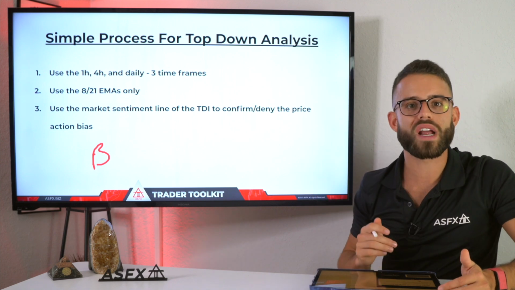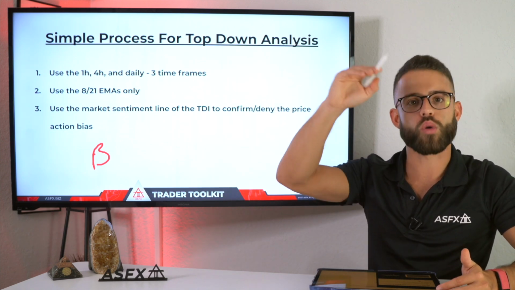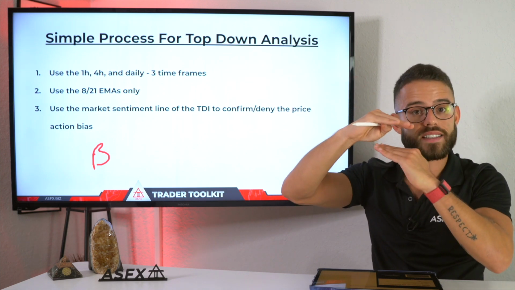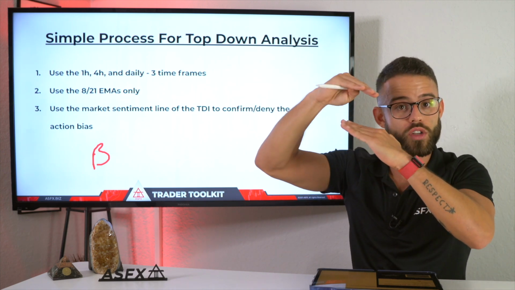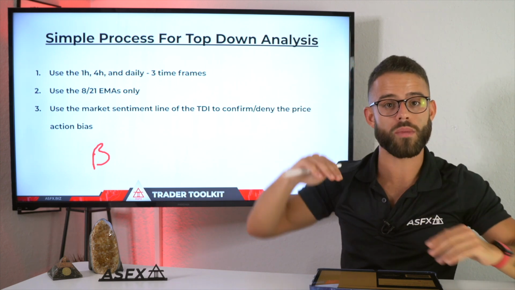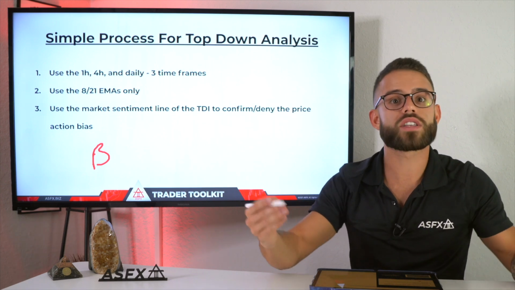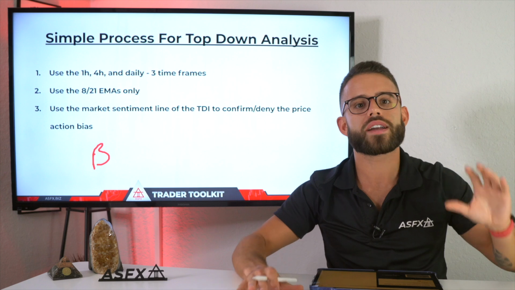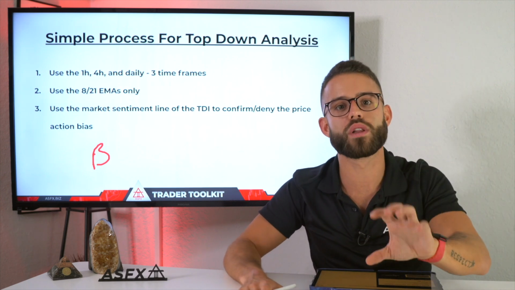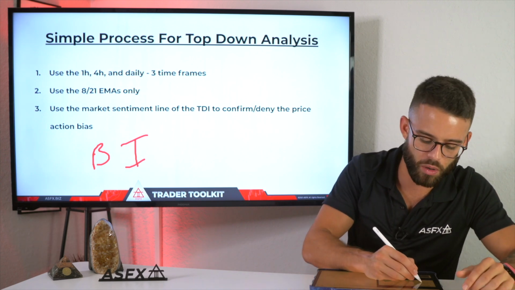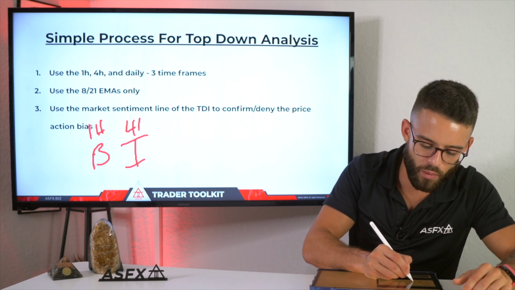Let's say the 4 hour price action is also bullish. Price is on, let's just say, the 21. 21 is underneath the 8, so it's still in that uptrend. 8 is above the 21, lower time frame above higher time frame EMA. That's a short-term uptrend. And there, let's say the TDI wasn't in the buy zone. The yellow market sentiment line was not above a 50. Let's say it was below. That would be indecisive. So I would mark that as an I, indecisive on the 4 hour. 1 hour bullish, 4 hour indecisive.